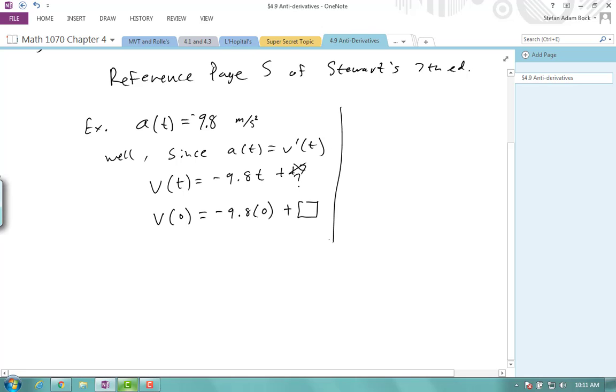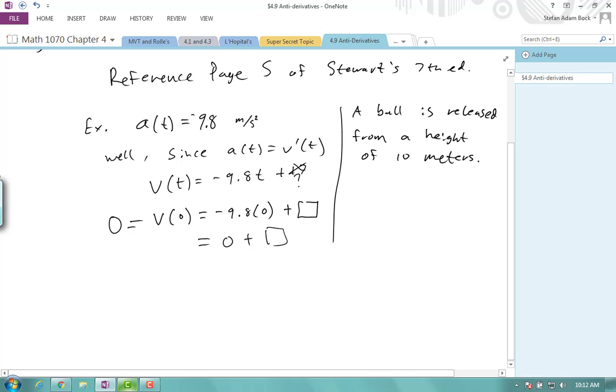So let's say that this is a situation where a ball is released from a certain height. Then based on the language of this setup here, my ball is just released, so my initial velocity should be equal to 0. Over here I have 0 plus whatever mystery number, and since this needs to be equal to 0, this will also be equal to 0. So given only an acceleration, I was able to find a function describing my velocity at time t, which was a simple negative 9.8t. But I can go further.